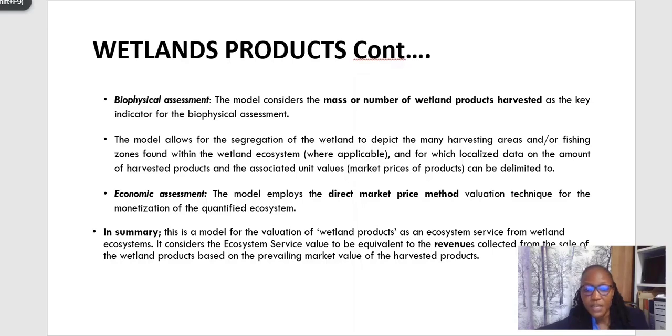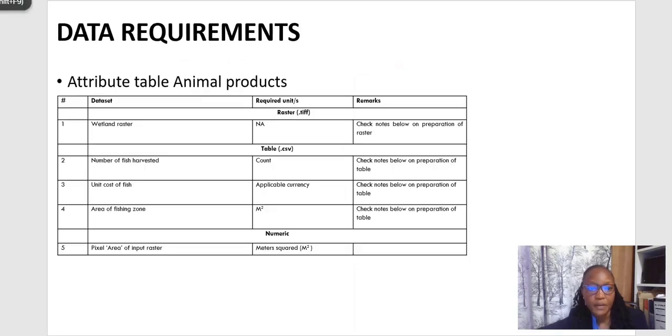And the valuation is done based on the prevailing market value of the harvested products. So what are the data requirements? One, we look at the attribute table of the animal product. Like I said, we have three submodels. So we start with the attribute table of animal products and the data requirements.